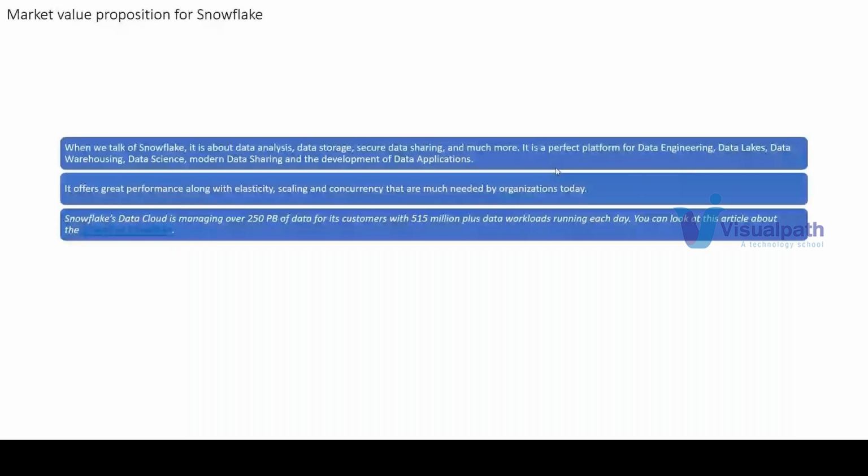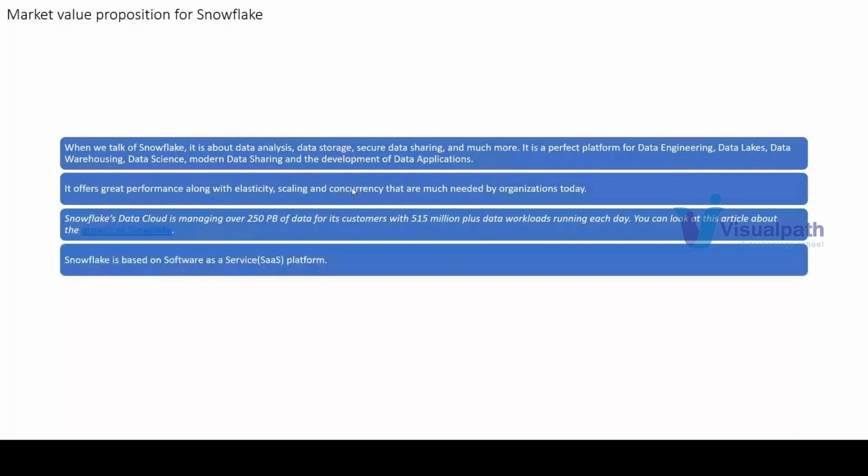That's why Snowflake Data Cloud is managing 250 petabytes of data with 15 million workloads running each day. I can give you the article resource for this; it is from Nasdaq. As I told you in the previous slide, where it was in 2020 and where it is in 2023, the market is growing enormously in this case. And I told you it is software as a service. From the next class onwards, we'll be talking about what these services are and everything.